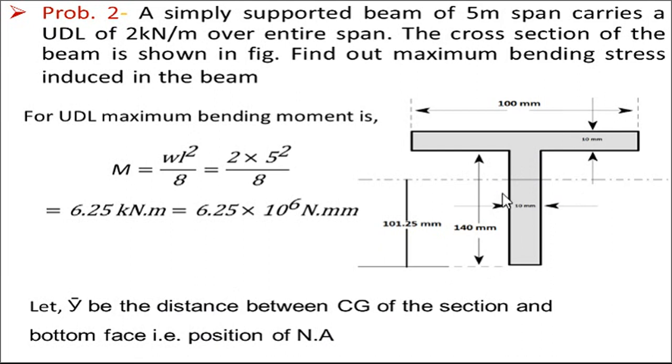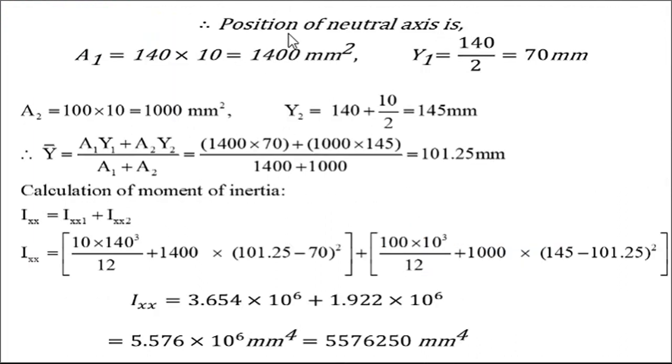That is the position or location of the neutral axis, either from the top or from the bottom. So let us take y bar from the bottom to the neutral axis position. Let us find out that y bar, meaning the location or position of the neutral axis.